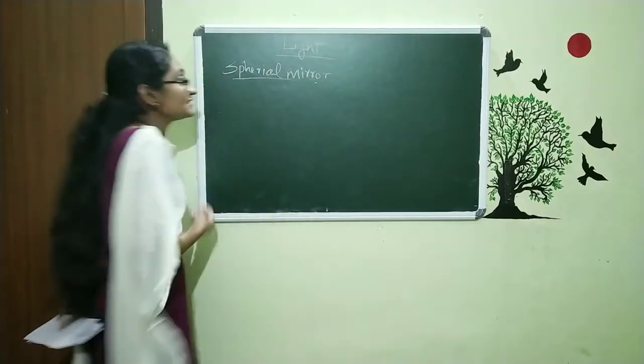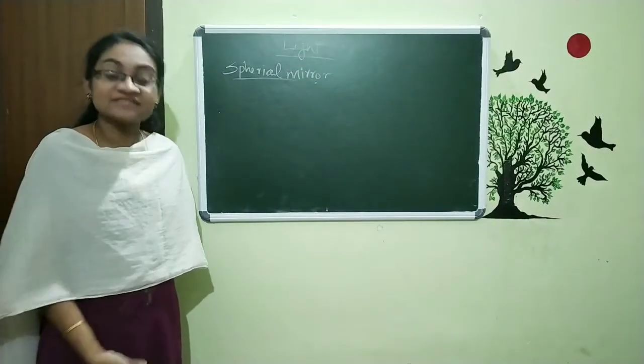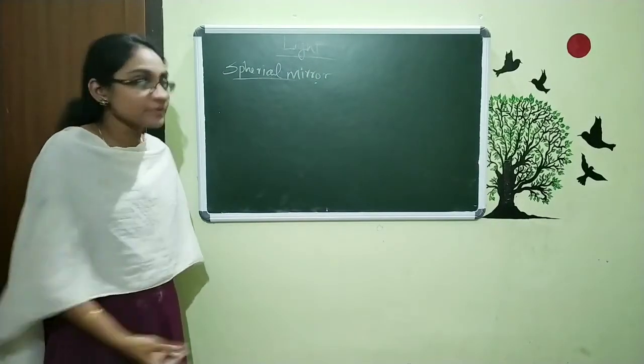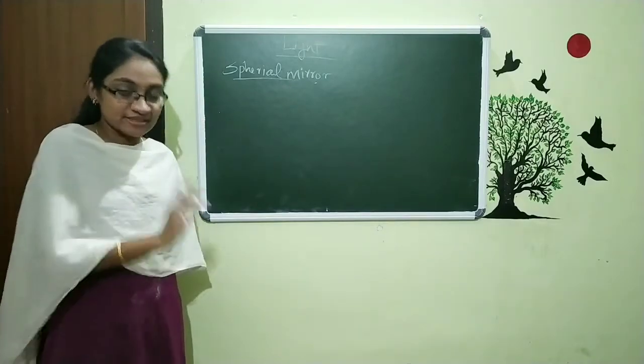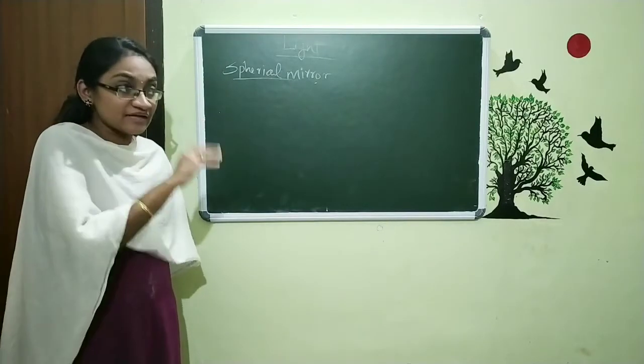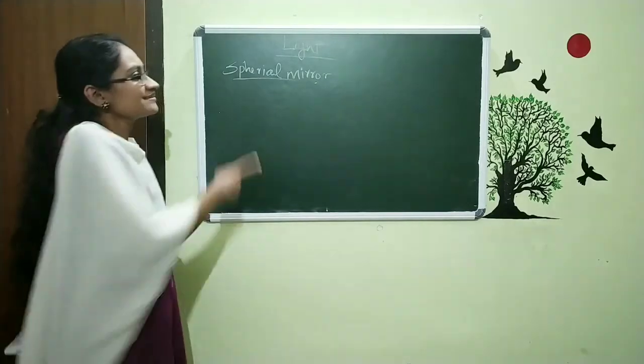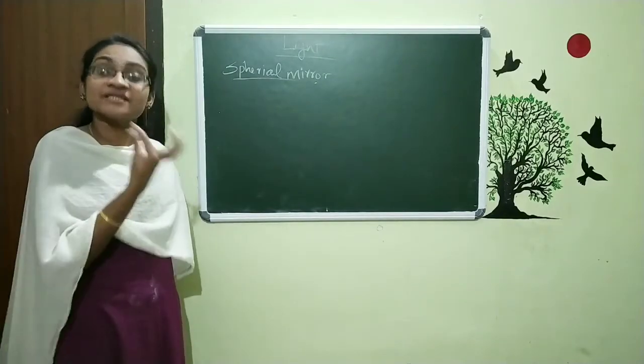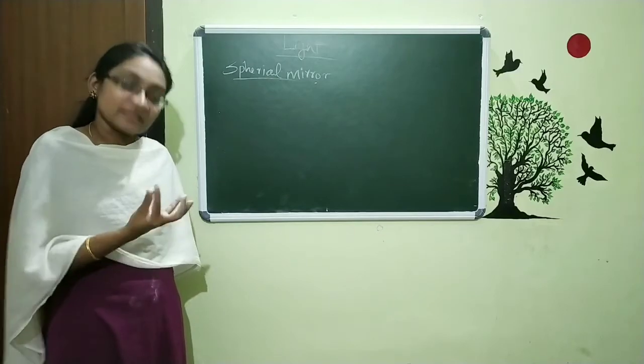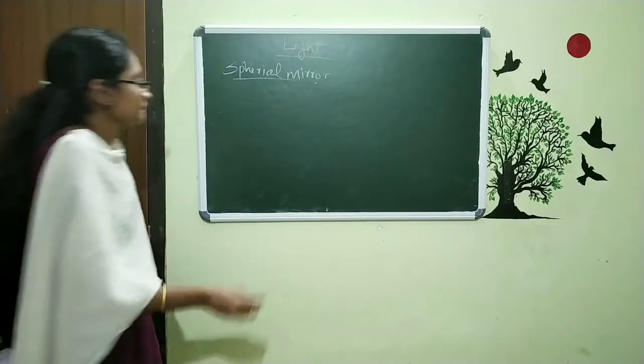Now the question is this: why is this convex mirror or concave mirror a spherical mirror? We are saying that it is not a plane mirror, and that it has a curved surface. That's all right, but what is the connection between this sphere and this mirror? That we are going to discuss.